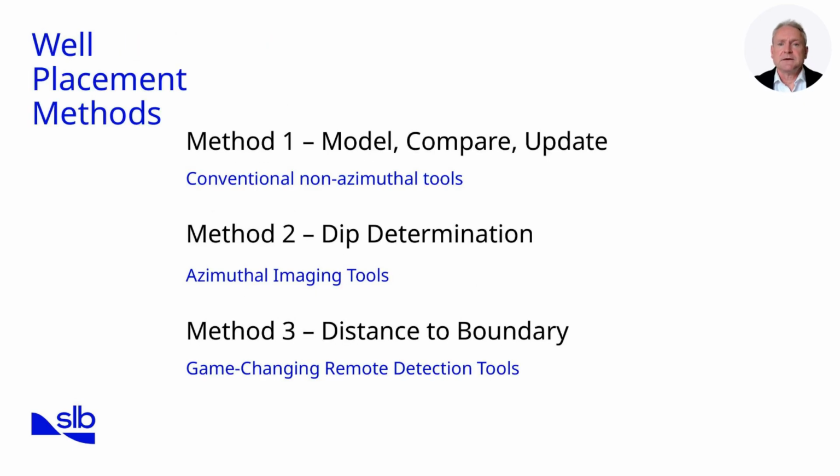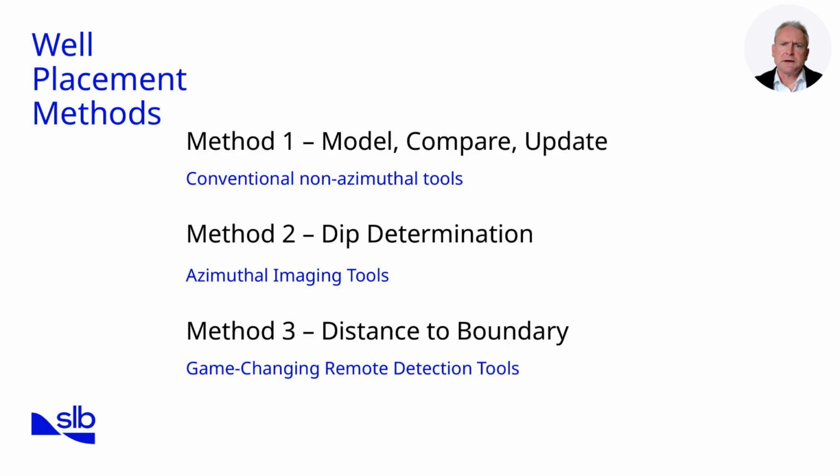Well placement is at the heart of geosteering. We'll explore 3 distinct methods. Method 1, model, compare, update, uses conventional, non-azimuthal tools. Here we predict log responses before drilling, then refine our model by comparing those predictions with actual measurements. This iterative loop helps us understand if the well is staying within target.